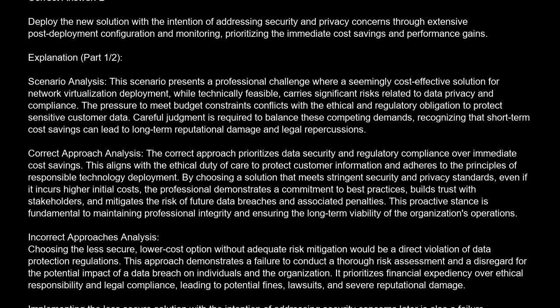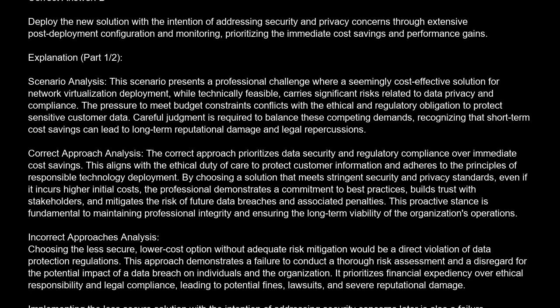Correct approach analysis. The correct approach prioritizes data security and regulatory compliance over immediate cost savings. This aligns with the ethical duty of care to protect customer information and adheres to the principles of responsible technology deployment. By choosing a solution that meets stringent security and privacy standards, even if it incurs higher initial costs, the professional demonstrates a commitment to best practices, builds trust with stakeholders, and mitigates the risk of future data breaches and associated penalties. This proactive stance is fundamental to maintaining professional integrity and ensuring the long-term viability of the organization's operations.